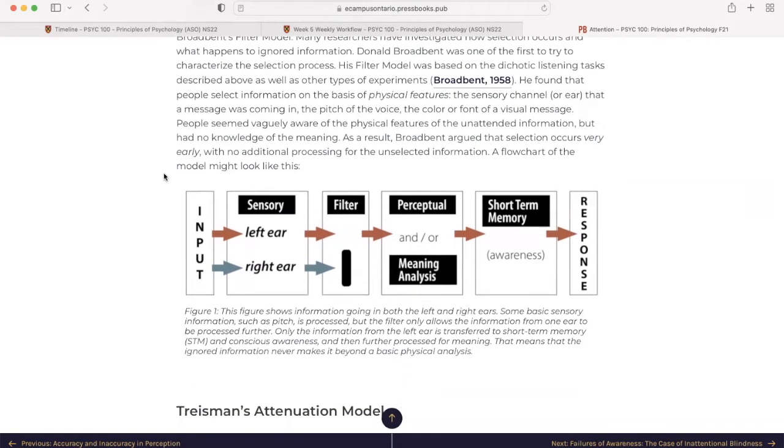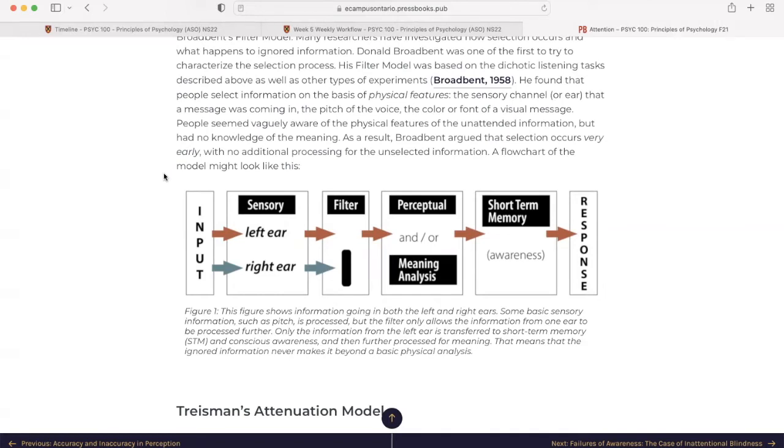He found that people select information on the basis of physical features: the sensory channel or ear that a message was coming in, the pitch of the voice, the color or font of a visual message. People seemed vaguely aware of the physical features of the unattended information, but had no knowledge of the meaning. As a result, Broadbent argued that selection occurs very early, with no additional processing for the unselected information.